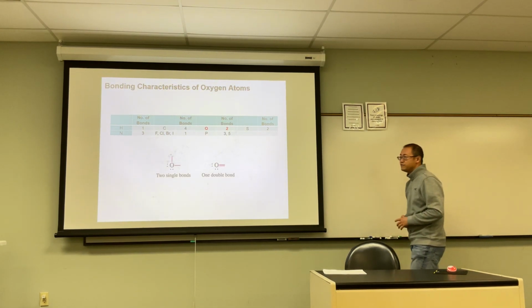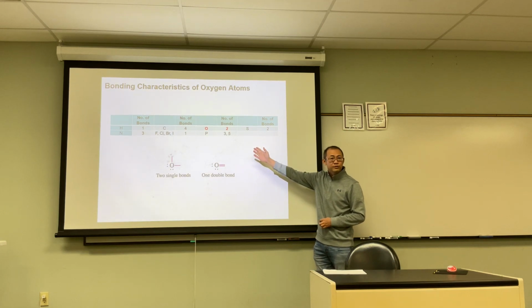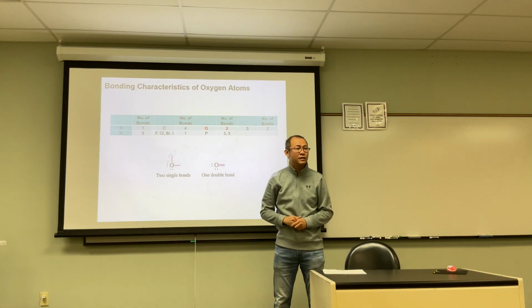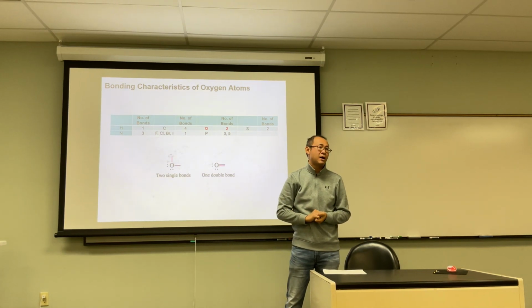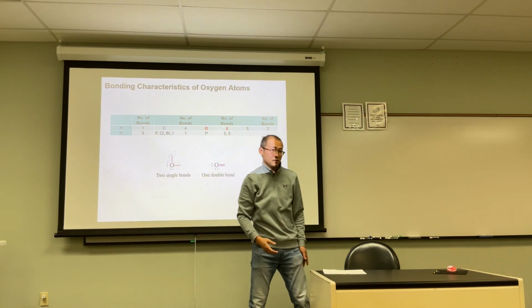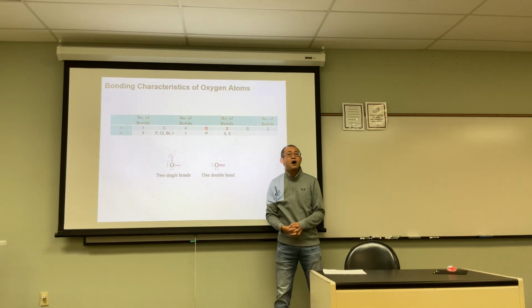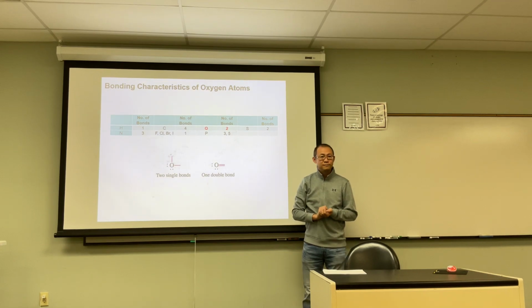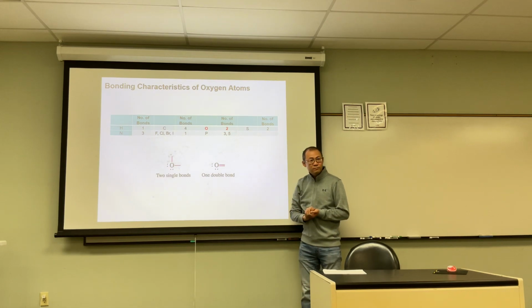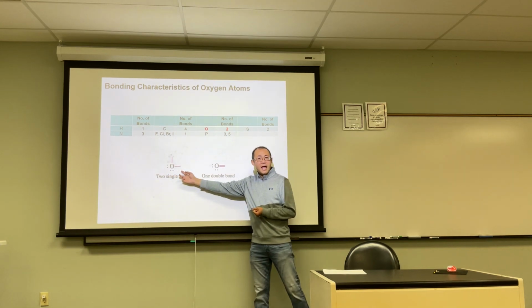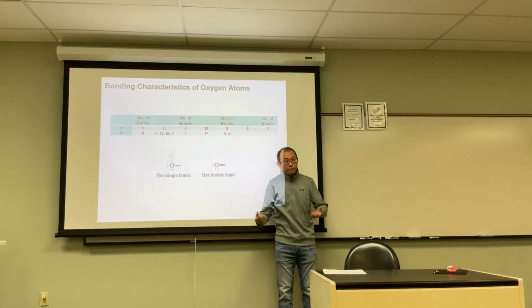Oxygen first. This is the chart you have from chapter 1: number of bonds to be expected normally in organic molecules. We know carbon has 4 bonds, hydrogen has what? 1 bond. We have seen that a lot. So here it shows oxygen. In organic molecules, oxygen normally has 2 bonds. The bonding of oxygen could be either 2 single bonds or a double bond. Both count as 2 bonds.